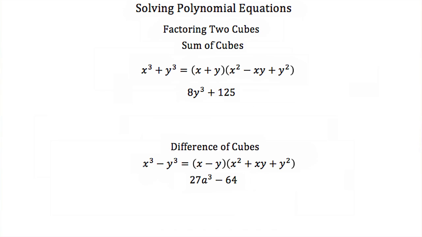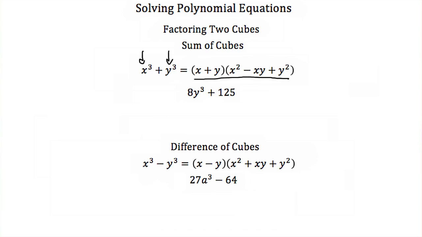Now another way that we can factor polynomial equations is factoring two cubes. Factoring two cubes is a lot like factoring perfect square trinomials or difference of two squares. So the first one we're going to look at is the sum of cubes. If we have some number cubed plus some other number cubed, then it always breaks down into this form. So x cubed plus y cubed will break down to x plus y times x squared minus xy plus y squared.